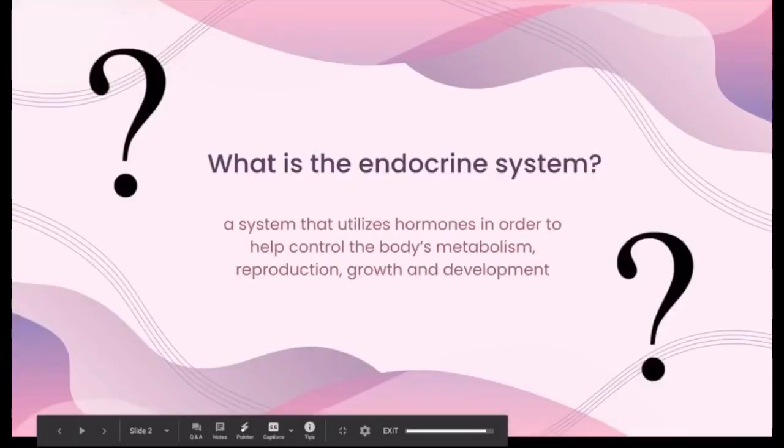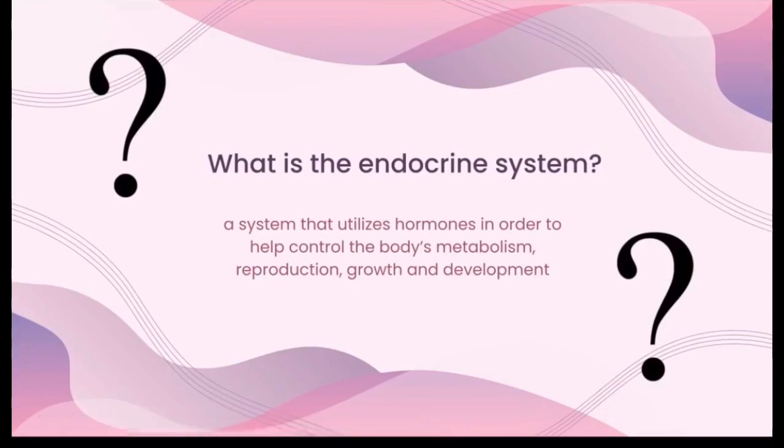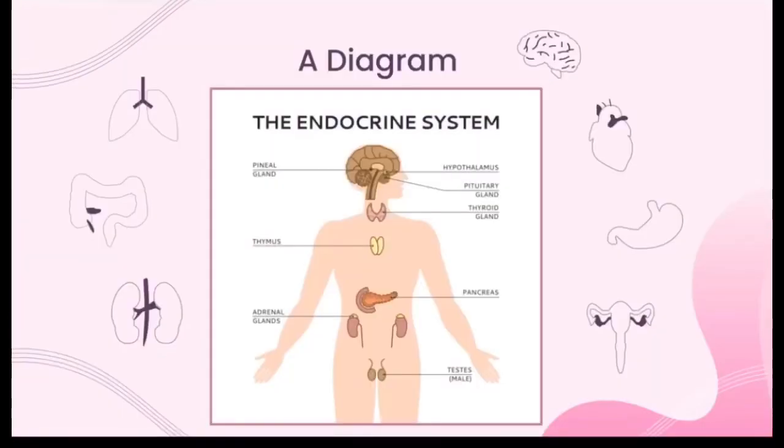So what exactly is the endocrine system? Well, it's a system that utilizes hormones in order to help control the body's metabolism, reproduction, growth, and development. So here we have a diagram of the system, and you can see all the different glands here.